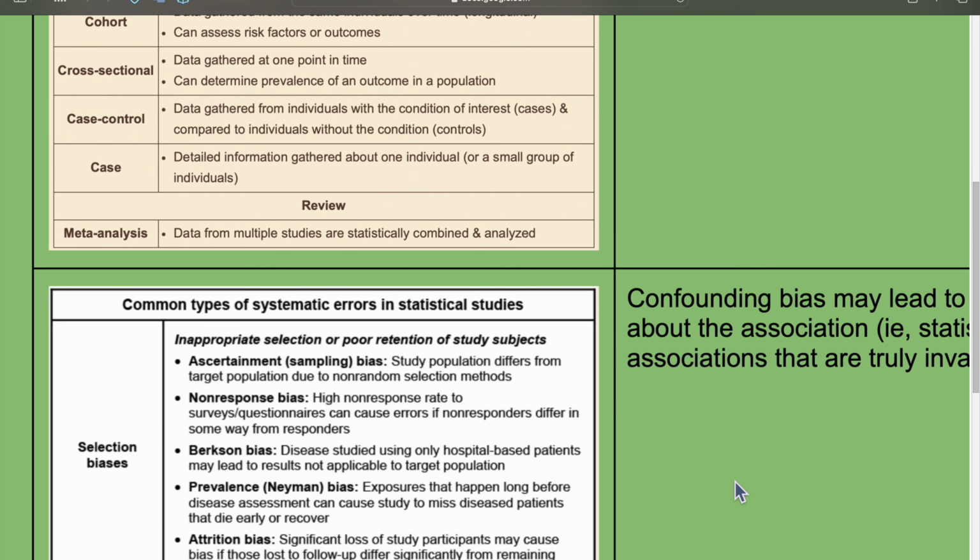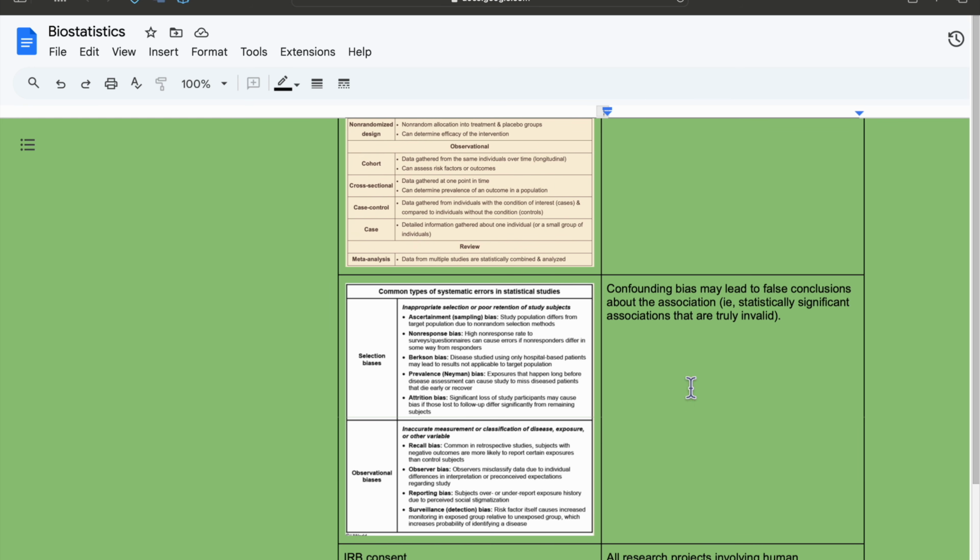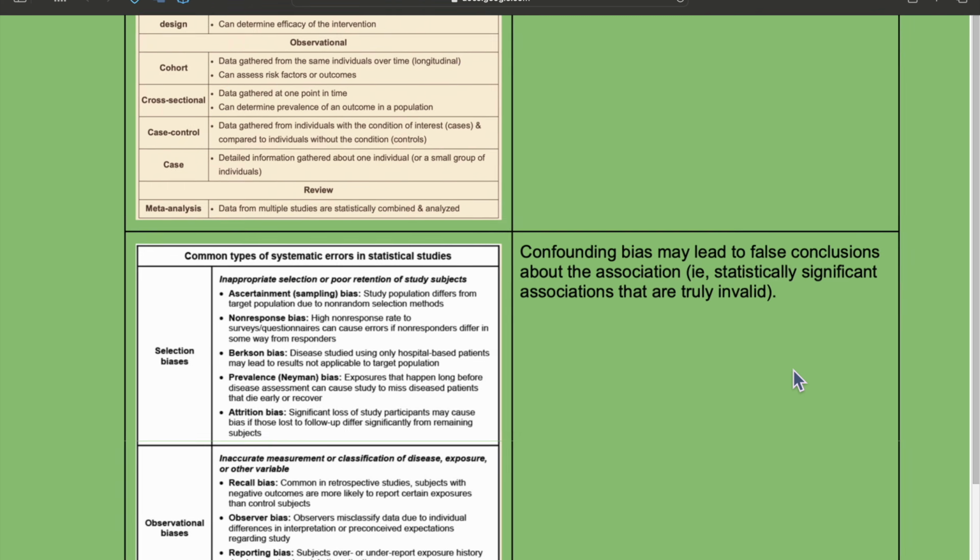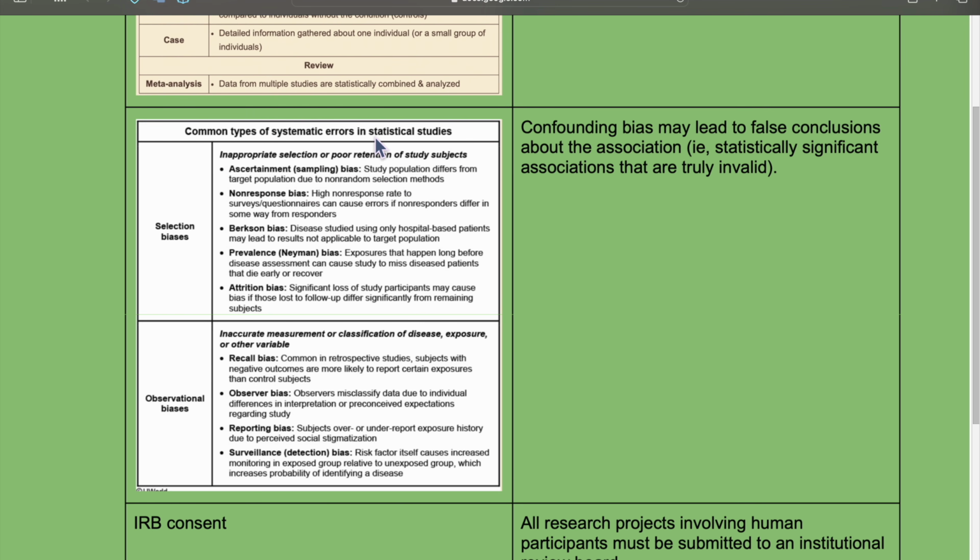Okay, so now we're talking about confounding biases. Common types of systematic errors in statistical studies: selection bias and observational bias. So selection biases are ascertainment or sampling bias, which is inappropriate selection or poor retention of study subjects. Ascertainment sampling bias is when the study population differs from the target population due to non-random selection methods.